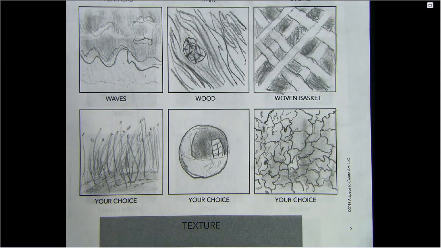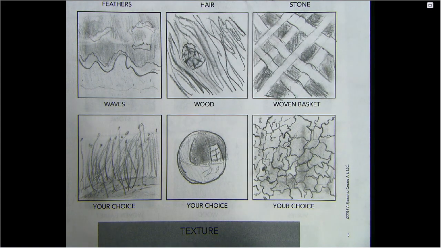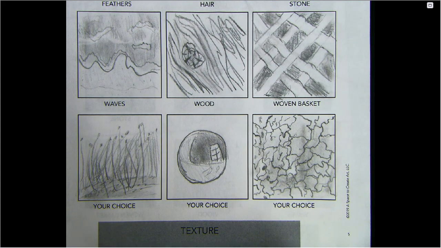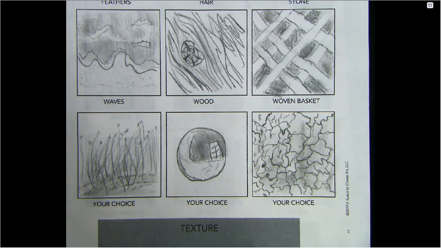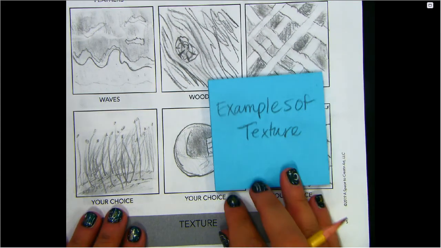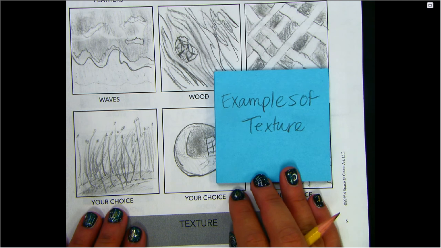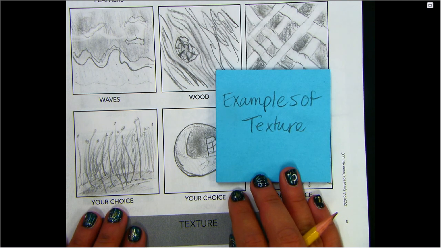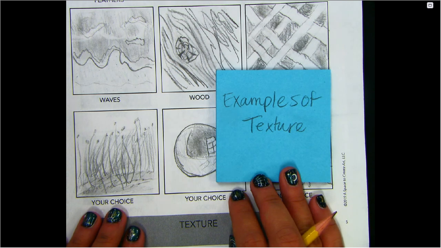What I would suggest you do, if you're just stuck and you don't know what to draw, you can look up examples of texture online. So if you look up examples of texture, there's going to be a whole bunch of different ones, or you could look around your house. See what you have in your room. Maybe there's a toy that has texture. If you look at the bottom of your shoe, it has texture. Chairs, the sidewalk, plants, animal print.